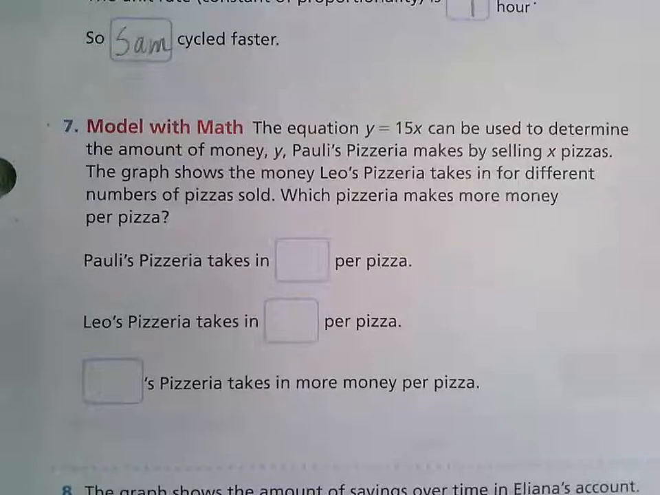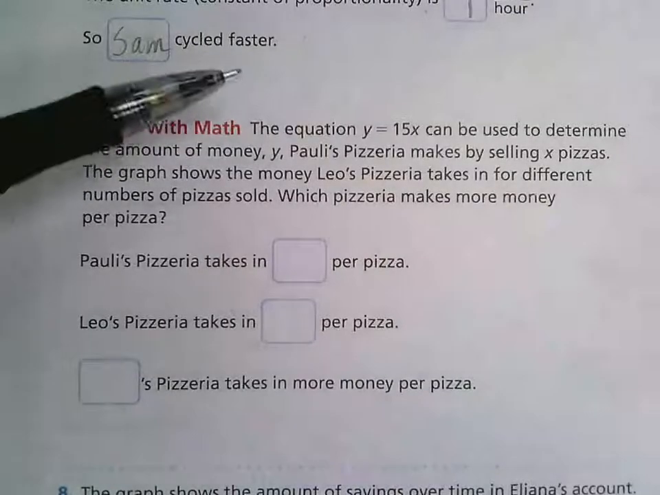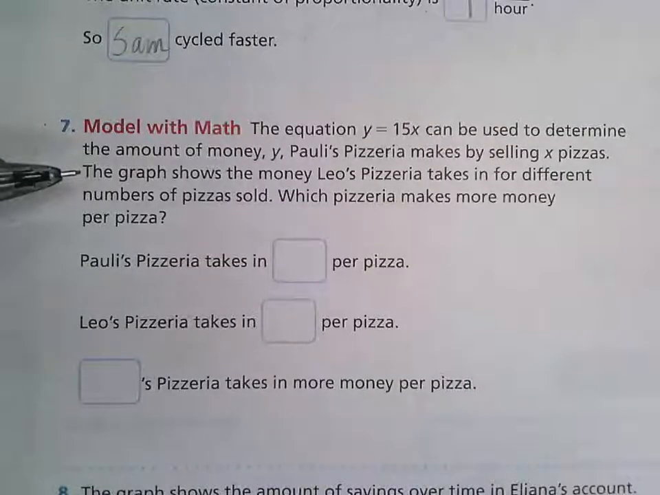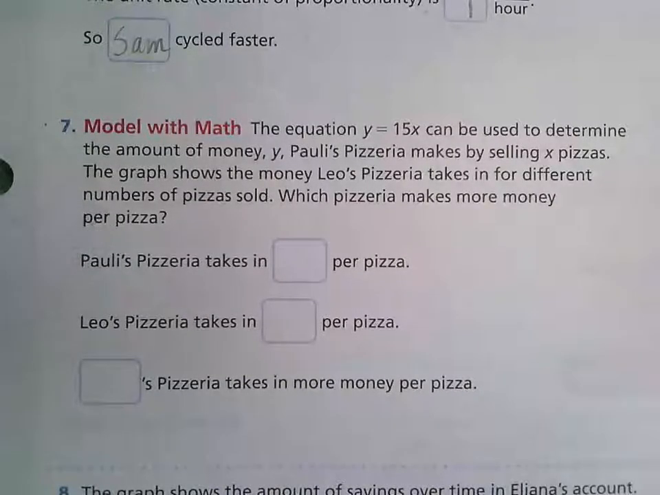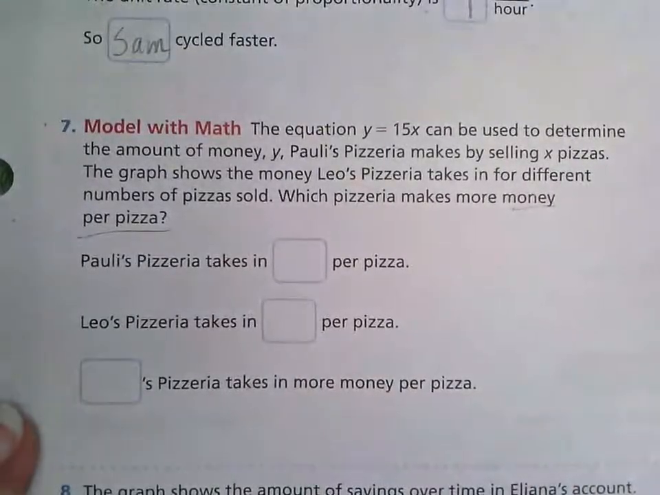Page 425, number 7, model with math. The equation y equals 15x can be used to determine the amount of money y Polly's Pizzeria makes by selling x pizzas. The graph shows the money Leo's Pizzeria takes in for different numbers of pizzas sold. Which pizzeria makes more money per pizza? So again, money per pizza, that's a unit rate.